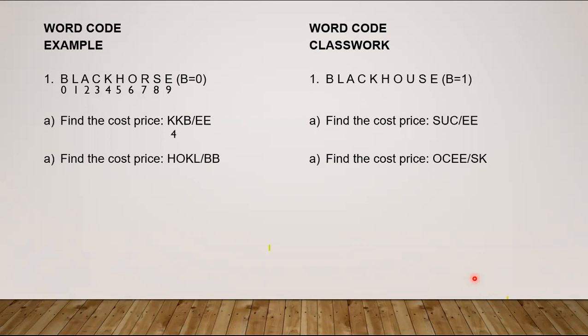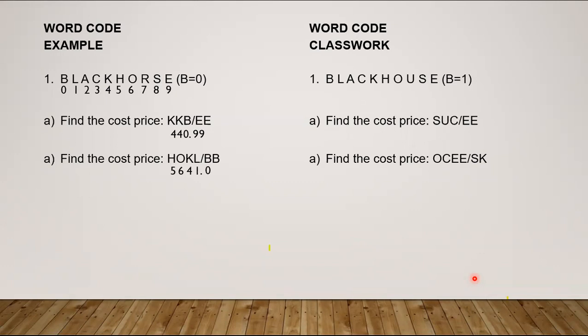And the code that says find the cost price, which is KKB/EE. K is 4 and K is 4. B is 0. EE will be 99. So the cost price here is 440,99. Okay. What if we find HOKL/BB? H is 5, O is 6, K is 4, L is 1, BB is 0, 0. You can try that with Black House, okay, you can try that out.